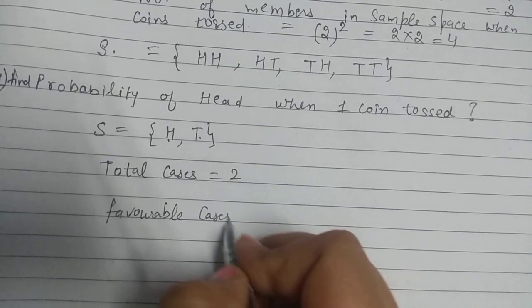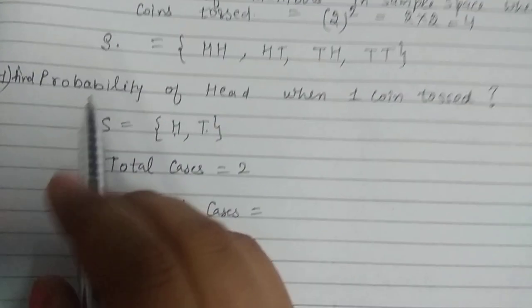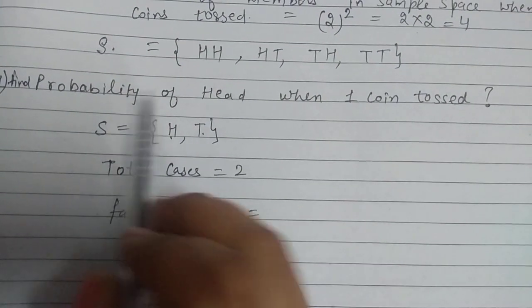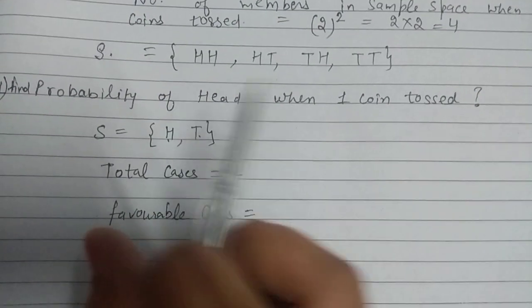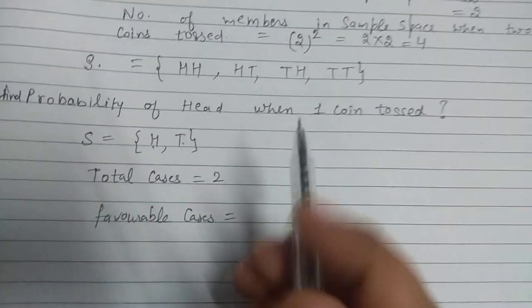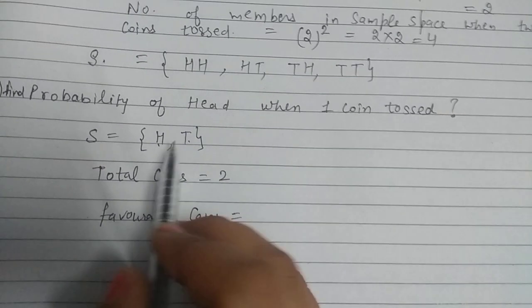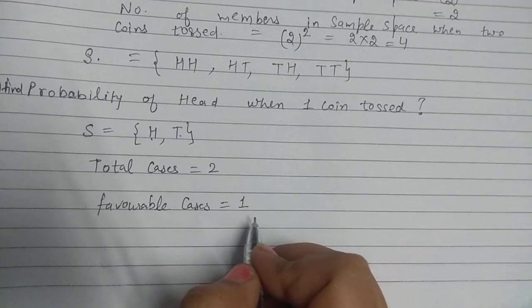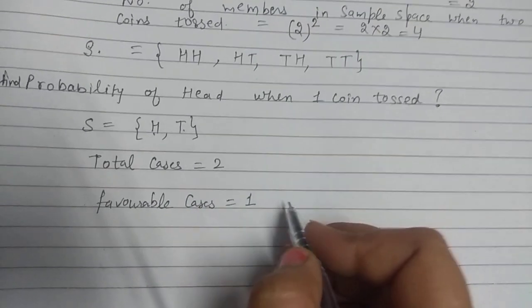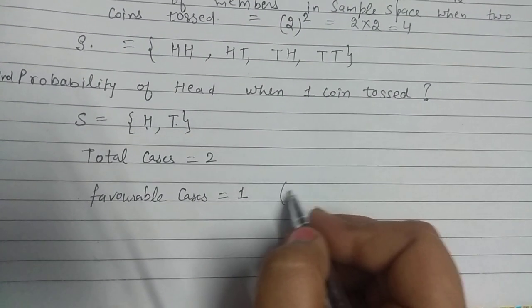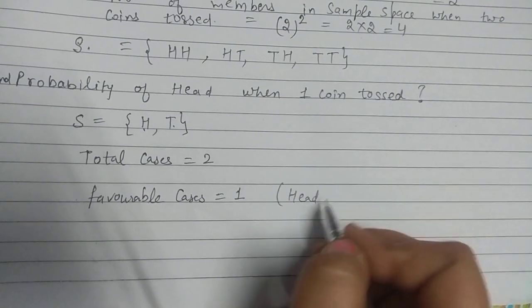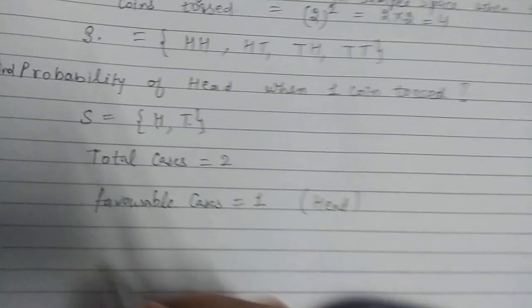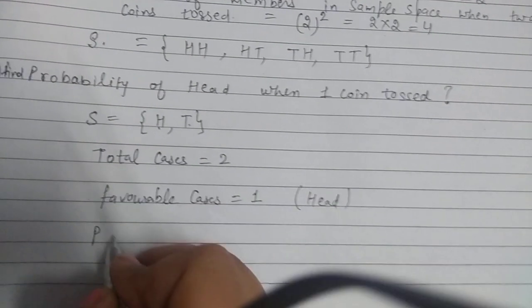Now we have to find the favorable cases. What are favorable cases? We have to find the probability of head, so the chances of head are called favorable cases. How many heads are there? Only 1. So there is one case for head coming. So in brackets we write head.